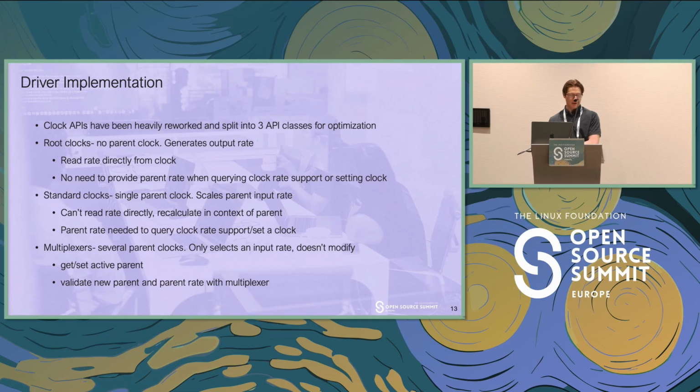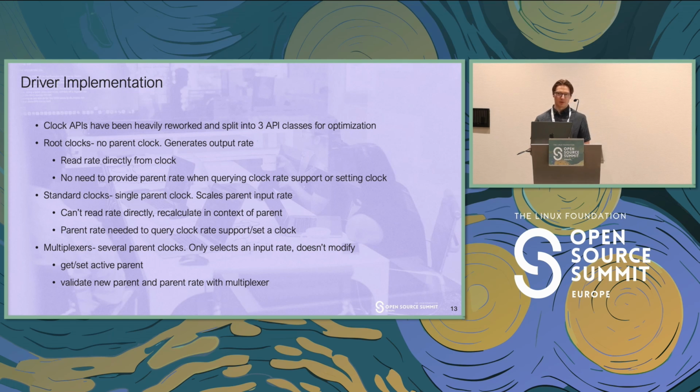These clocks, you have no need to have a recalculate rate API for them. They don't have a parent. They can't be asked to recalculate their rate in context of a parent, so they just have the get rate API. For set rate and round rate, their signatures don't include a parent frequency because there is no parent. Standard clocks are what they sound like.